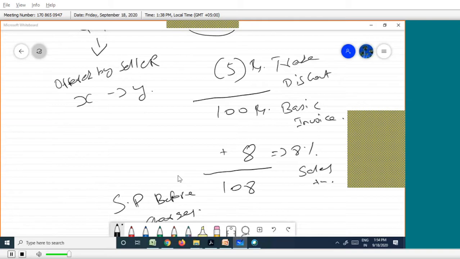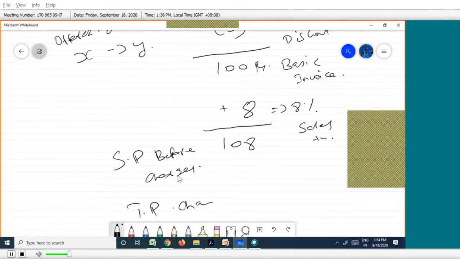Before some charges. What are the charges? As per the question, transportation charges, how much? What is the percentage of transportation charges? 0.25 percent, and installation charges 1 percent. Correct? 0.25 percent on what? Quoted price or invoice price?